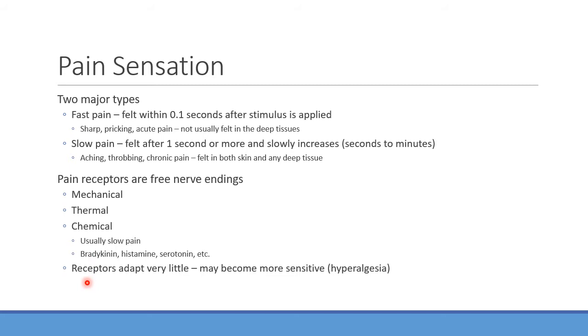Notice these receptors adapt very little, and that's good because if we're experiencing pain, we want to know about it so we can go fix it, essentially. In some cases, it may actually become more sensitive over time. That's called hyperalgesia. Chronic pain patients tend to have their pain get worse over time. That could be these receptors getting more sensitive as time goes on.